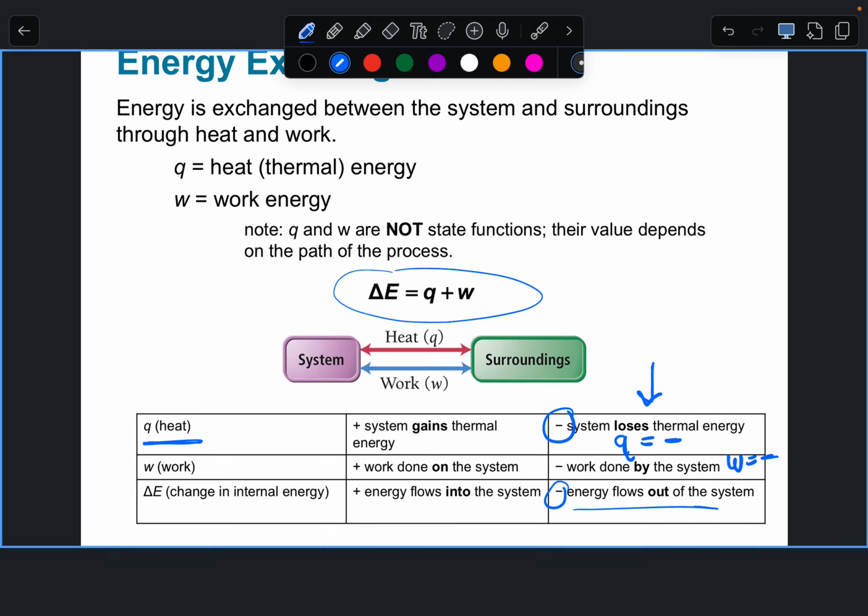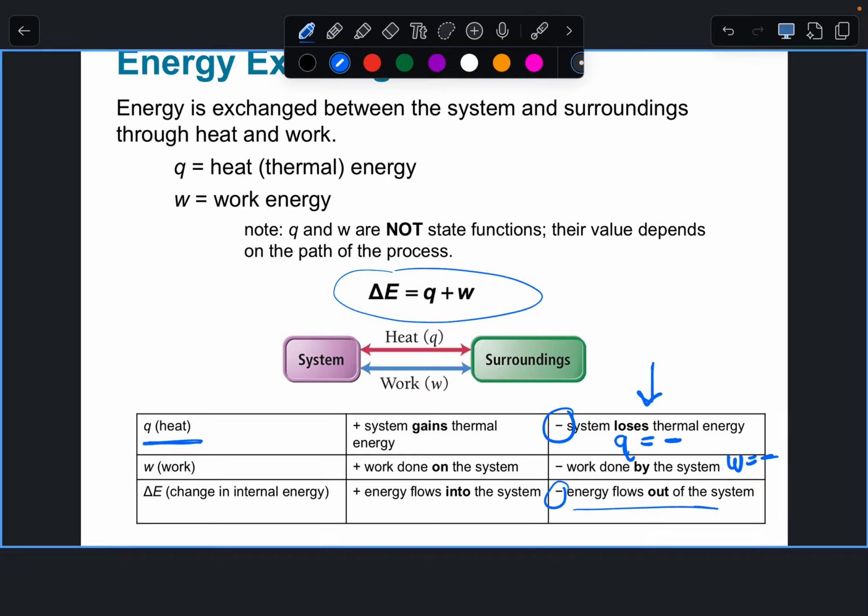I was trying to think of an example of work being done on me. So somebody else would have to come push me. You guys would be the surroundings and I would be the system, okay? We're going to have to switch to chemical reactions now.